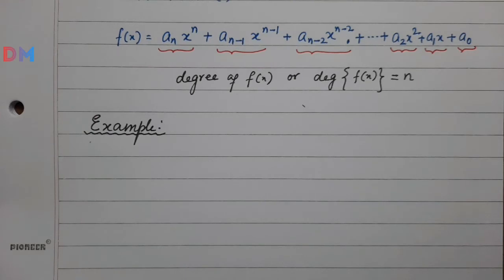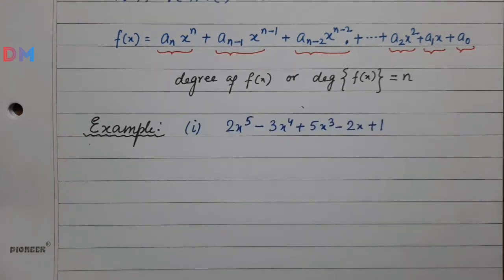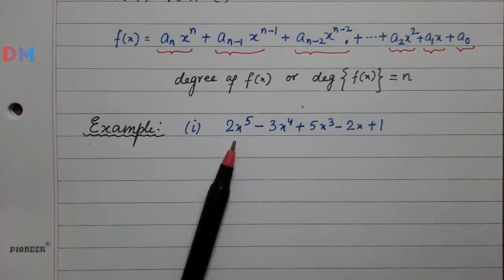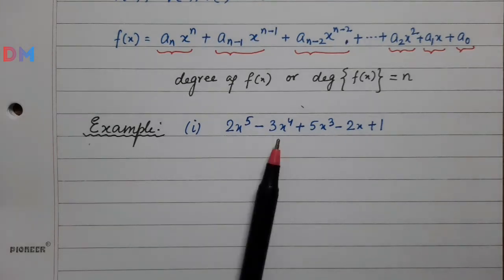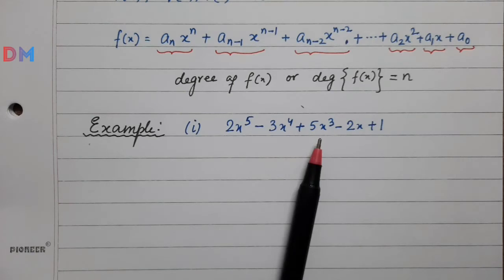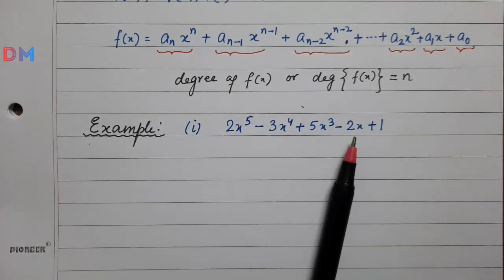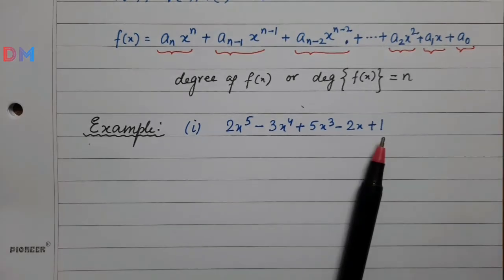Now let us see some examples. So our first example is 2x to the power 5 minus 3x to the power 4 plus 5x cube minus 2x plus 1. Let us see what we can derive from this polynomial. First of all, how many terms are there? The answer is it has 5 terms, and these are 2x to the power 5, minus 3x to the power 4, 5x cube, minus 2x, and 1.